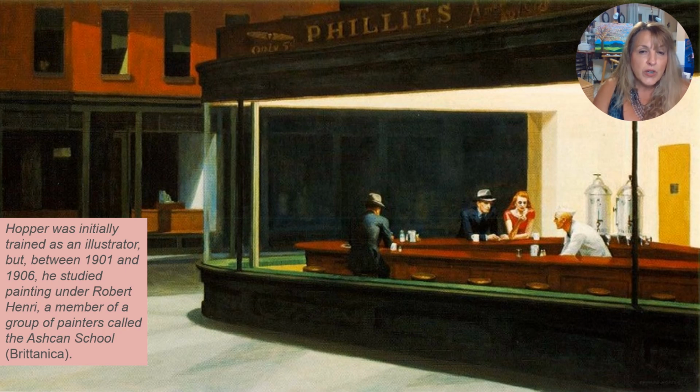So he was originally trained as an illustrator, but between 1901 and 1906 he studied under Robert Henri, as did his wife, Jo. Jo Hopper also was a painter. She also studied under Robert Henri, and yet a lot of people don't hear about her. But she was also an artist, and they had a very tumultuous, very love-hate relationship. It was not a happy marriage.